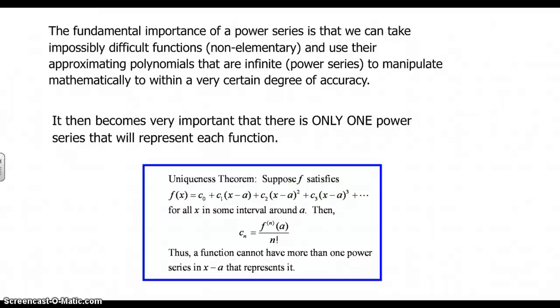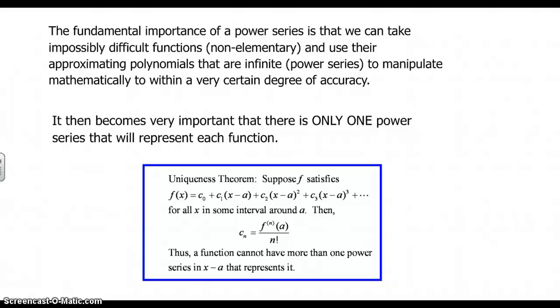So the fundamental importance of a power series is that we can take an impossibly difficult function, even a non-elementary function, and we can use their approximating polynomials that are infinite, their power series in other words, to manipulate that mathematically to within a very certain degree of accuracy. We can take an impossibly hard function to deal with and turn it into a polynomial with infinitely many terms, and very near the point around which we built the polynomial, we know that the power series is going to act just like the function.